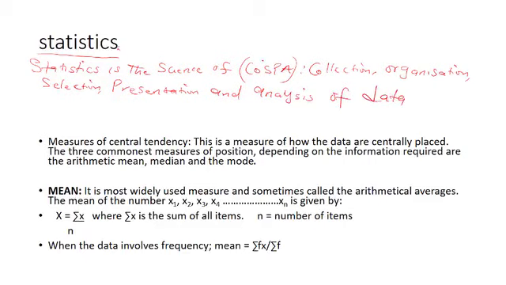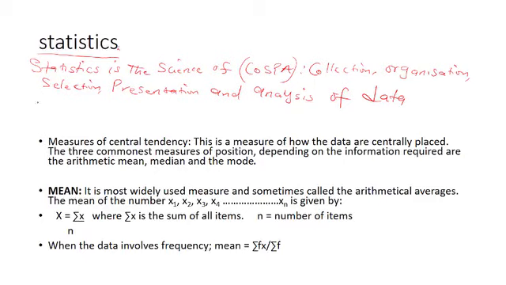So COSPA is an acronym for collection, organization, selection, presentation, and analysis of data. And that is just what statistics is all about. So statistics is the science of COSPA. So it's the science of collection, organization, selection, presentation, and analysis of data.